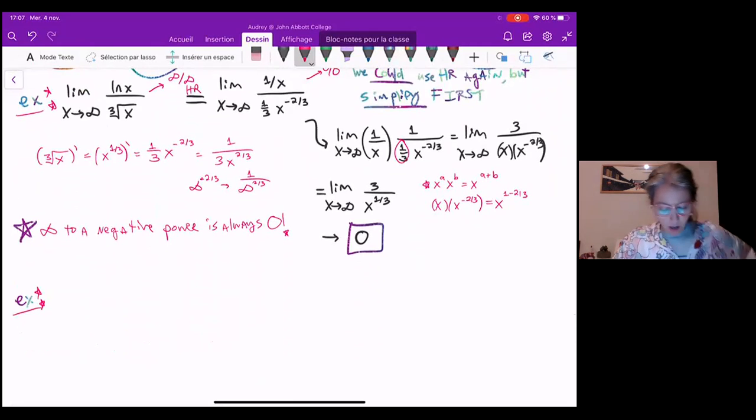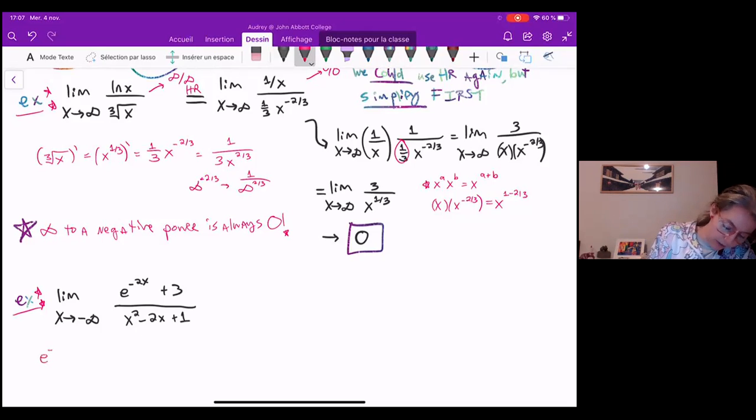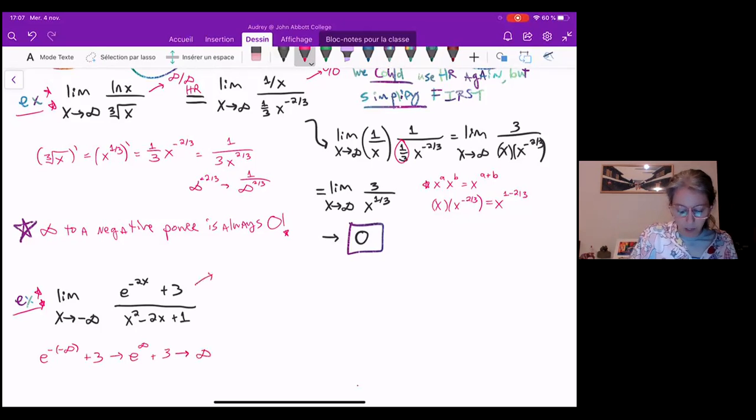All right, so here I have the limit as x approaches negative infinity of e to the negative 2x plus 3 over x squared minus 2x plus 1. So the first thing I want to do is plug in. So I'm going to do this down here. I have e to the negative infinity plus 3. So that's e to the positive infinity plus 3. And we just saw up there with our graph that that's just infinity. So here I have infinity on top, and clearly I have infinity on the bottom as well. So I can use L'Hopital's rule.